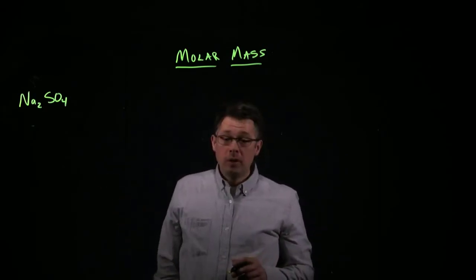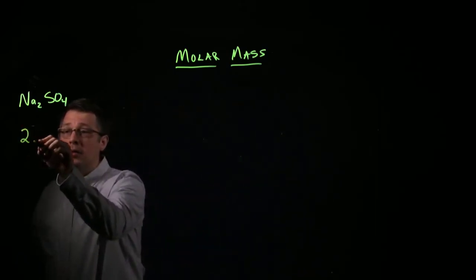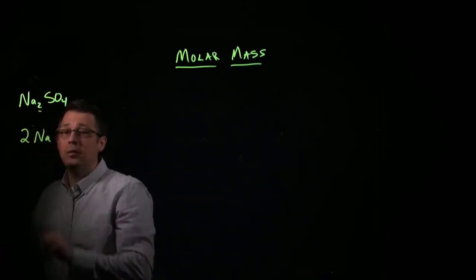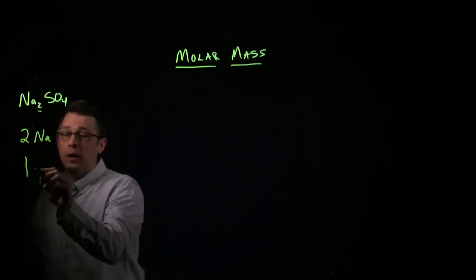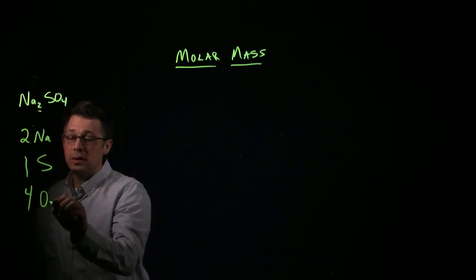So when we look at this compound, sodium sulfate, we know that it has 2 sodium atoms because of this 2 here. It has 1 sulfur and it has 4 oxygens.